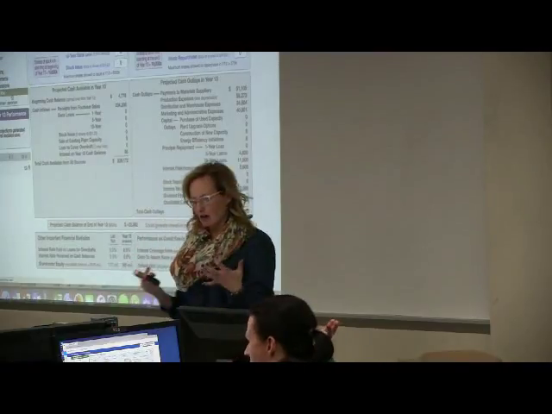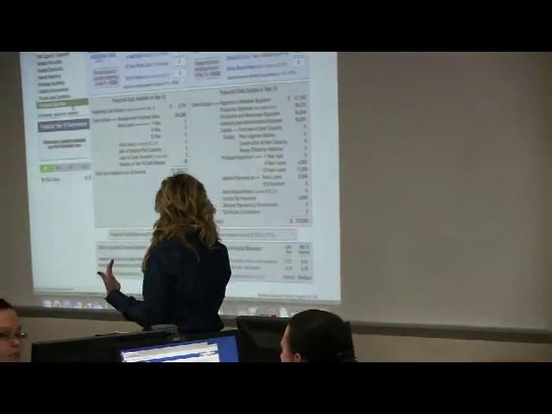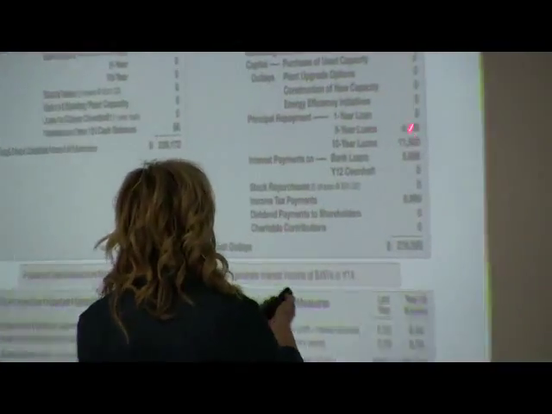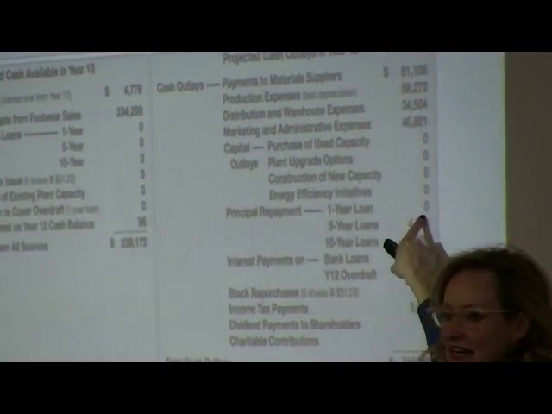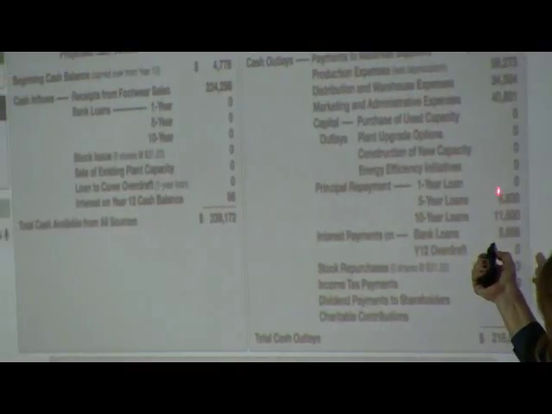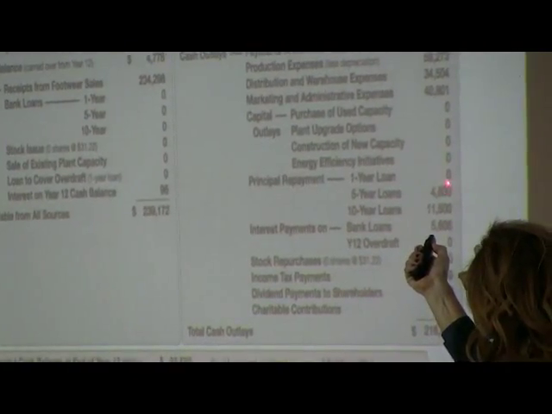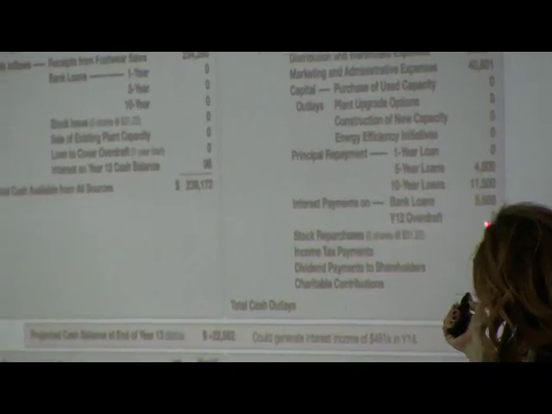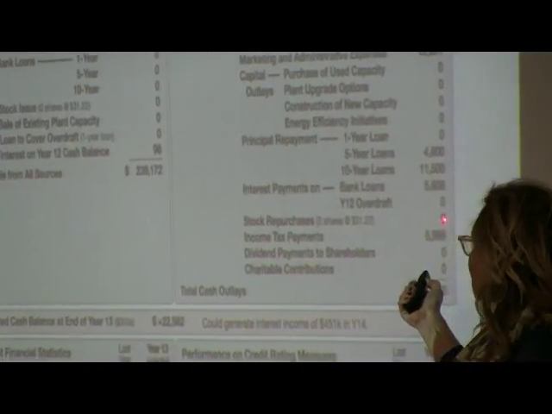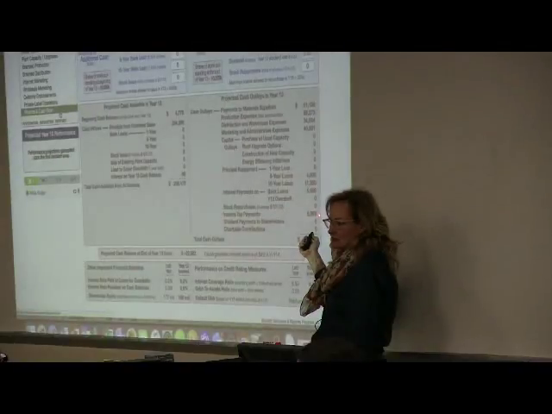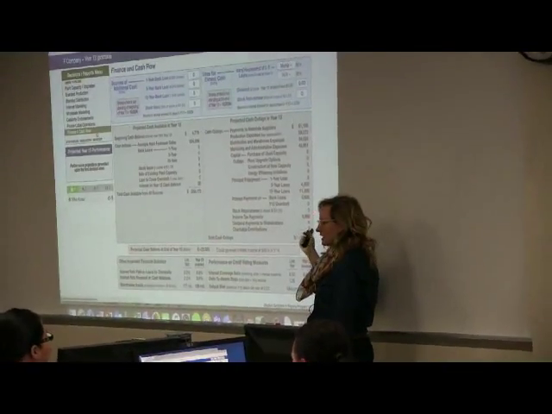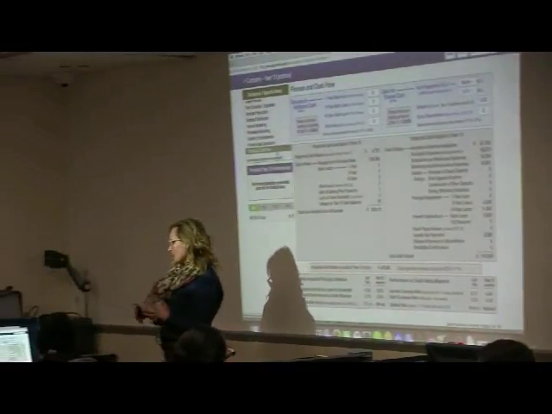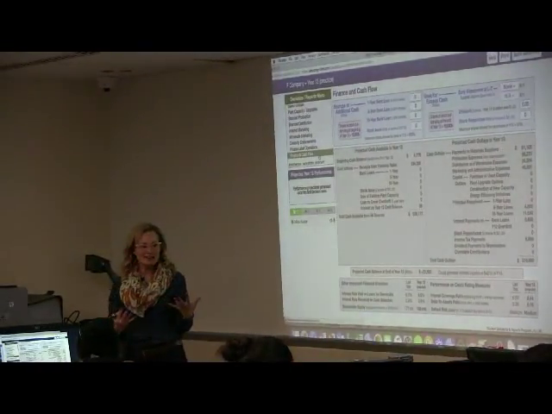So when you click on finance and cash flow, what you'll see is it'll say principal. If I had to take out an overdraft loan, there would be a number here for my principal repayment, and there would be a number here for my interest payment on my overdraft.